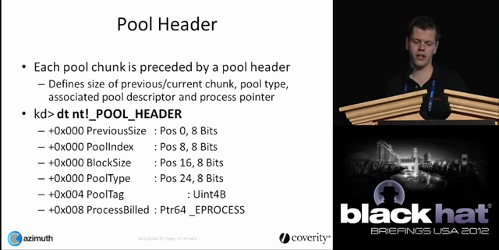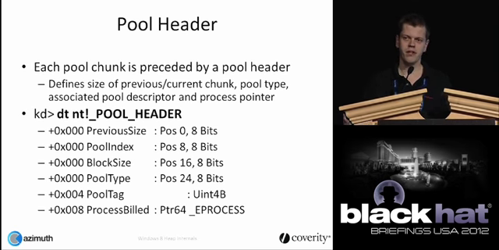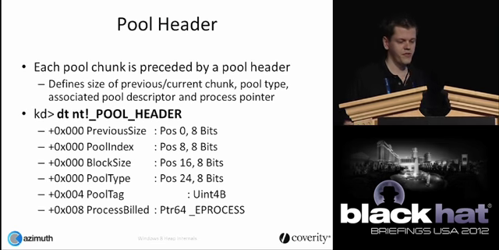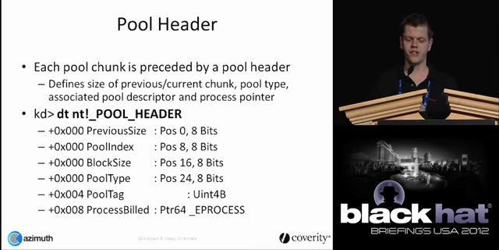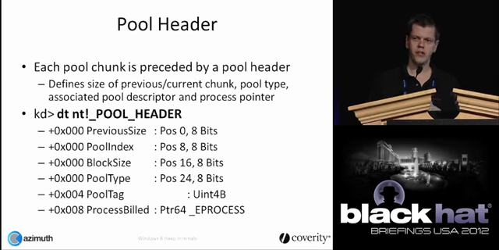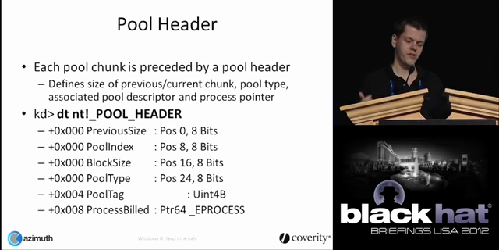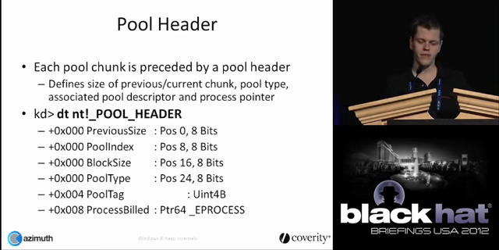When you allocate a chunk, each of the chunks has a pool header associated with it. That header includes information such as the size of the chunk, the pool type, the associated pool descriptor, and the process pointer. This is really what the allocator uses to do the merging and the allocation and freeing of the pool chunks themselves. So the pool header has been the target of previous attacks on previous versions of Windows, such as Windows 7. You have the definition of this structure right here.